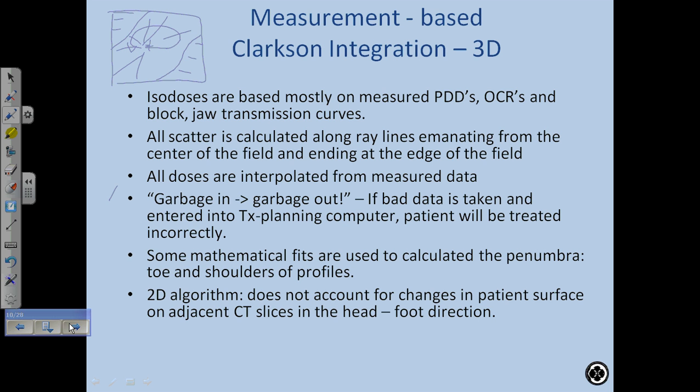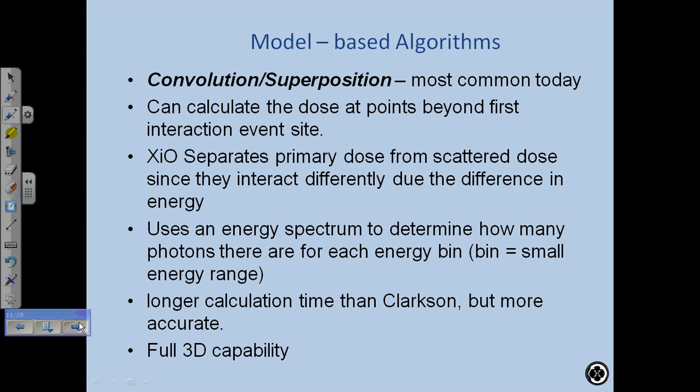Toe and shoulders. The 2D algorithm does not account for changes in patient surface. So it does account for changes in patient surface in one direction. So if this is an axial cut of the patient and the beam's coming in this way, it accounts for changes left to right, but it doesn't account for changes in and out of the screen. Okay? So it just assumes that the whole thing is an extruded volume. So it's not as accurate as a true three-dimensional algorithm.